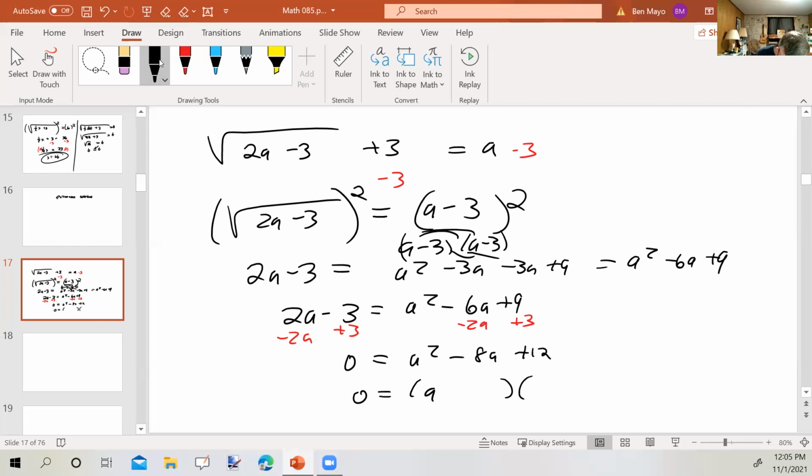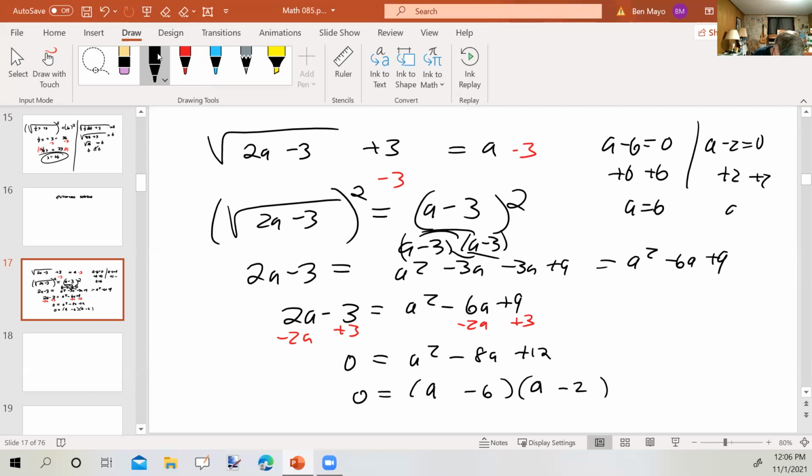And that factors into, let's see, minus 6 and minus 2. That's an a. My a's look like 9s, sorry about that. A minus 6, a minus 2. So if a minus 6 equals 0 and a minus 2 equals 0, add 6, a equals 6, add 2, a equals 2. So these are potential solutions.